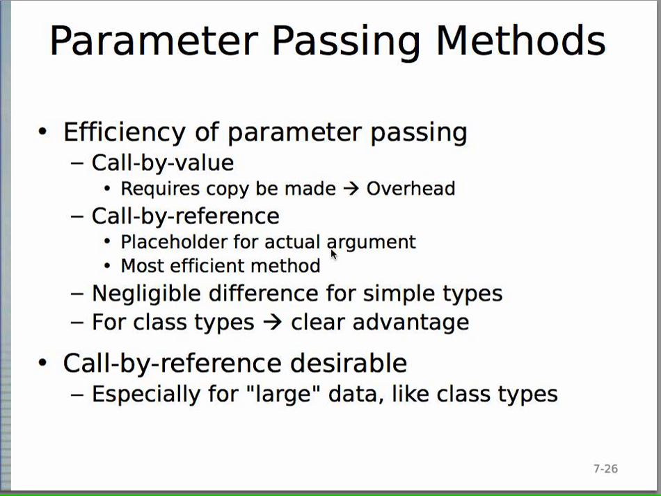In the last video, we said that pass by reference is a more efficient way of passing parameters than pass by value. And I didn't really say exactly why. The reason actually is that when you use call by value, you require that a copy be made for the function call itself, and this gives us overhead. So I'll set up a very simple example.